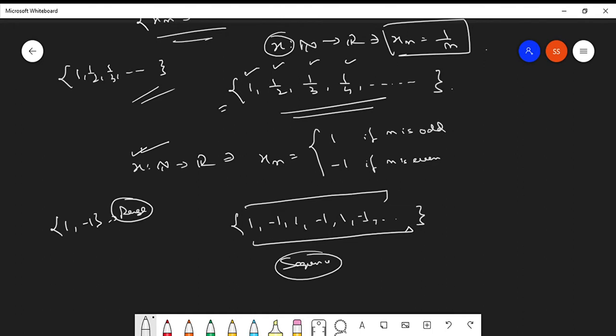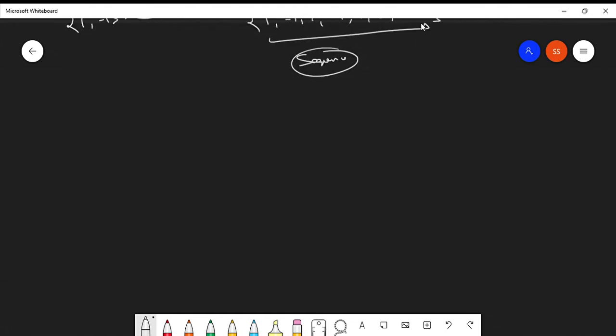Okay. Now, there are a few important topics related to these sequences. For example, what is a monotonic sequence? First, let us discuss what is a bounded sequence.